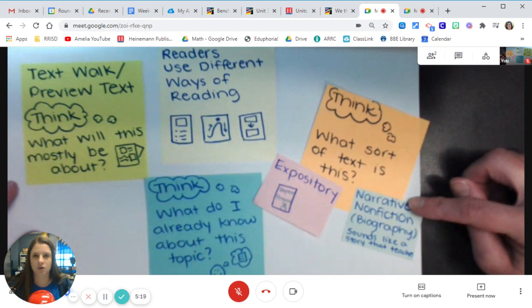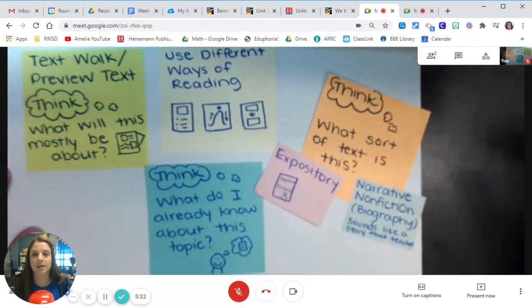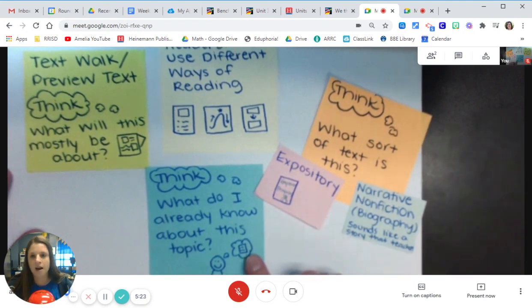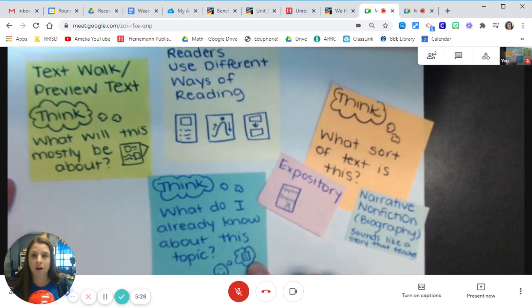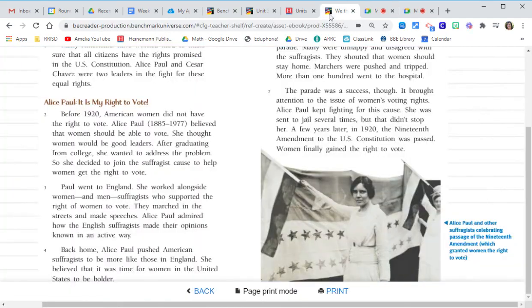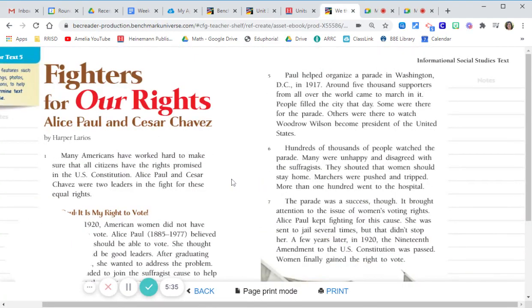It's going to sound like a story. We're going to have to follow the person, and that's going to be like our character. And then what do we already know about the topic? What do you know so far about the topic of voting and different people's rights to vote? Okay, so let's go ahead and start reading.